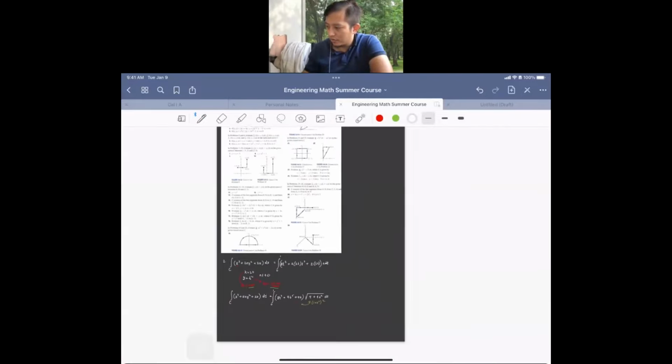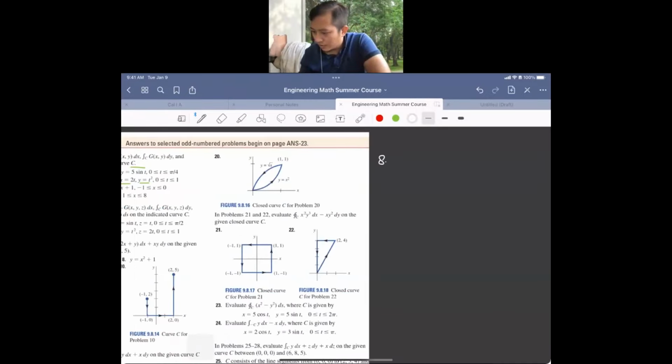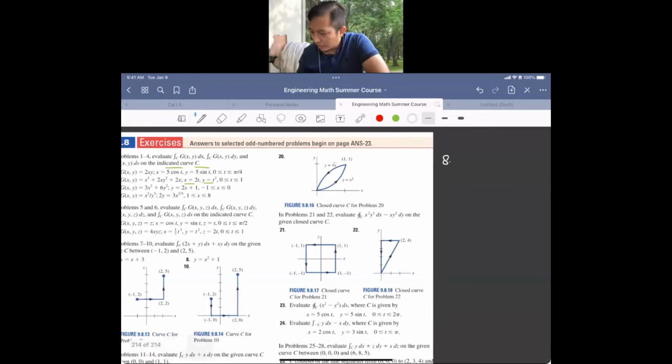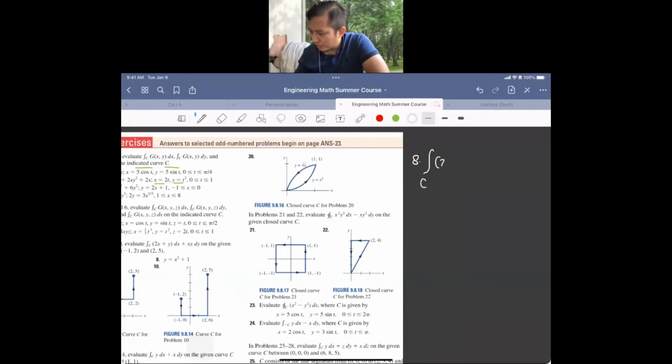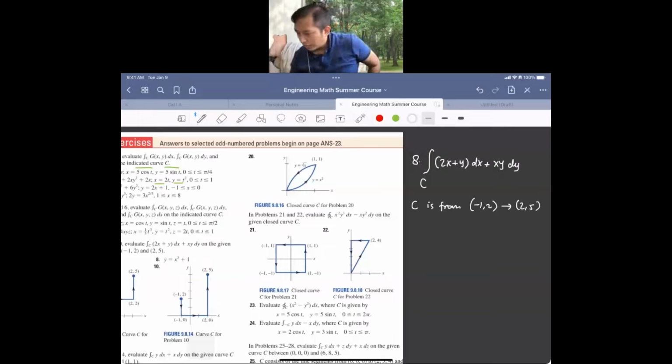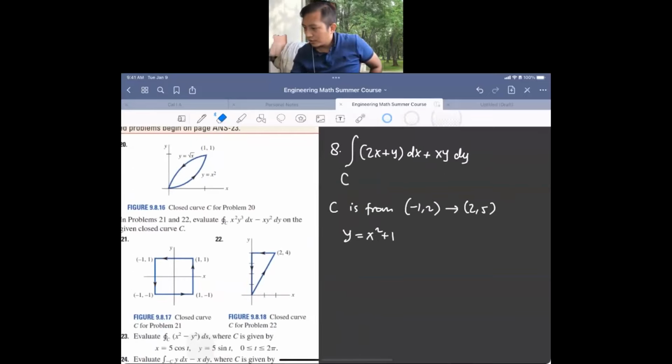So the question number 8, maybe right here. Number 8 is taking the line integral 2x plus y dx plus xy dy. And the curve C is from negative 1 to 5. And then y is x squared plus 1. So what we need to do is imagine if we take the differentials here, we have this, and then we are going to change all to dx.